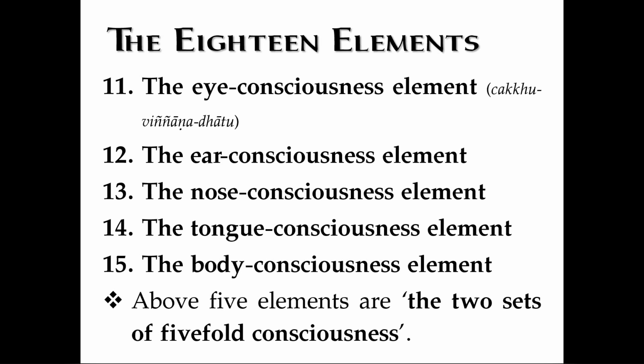So these 5 elements are nothing but the 2 sets of 5-fold consciousness that you have learned in the rootless consciousness. Among the 89, rootless consciousness. It is called the 2 sets of 5-fold consciousness.